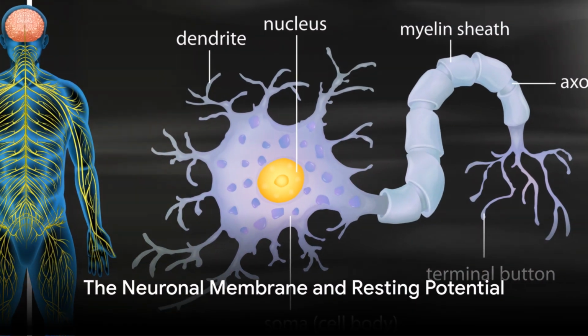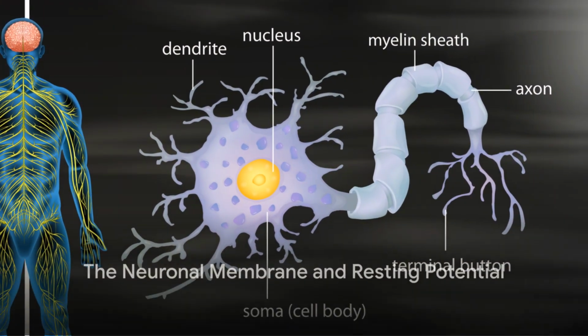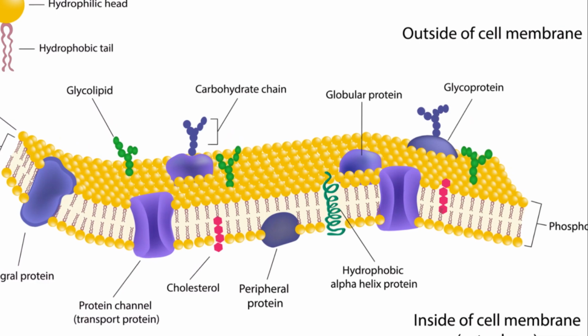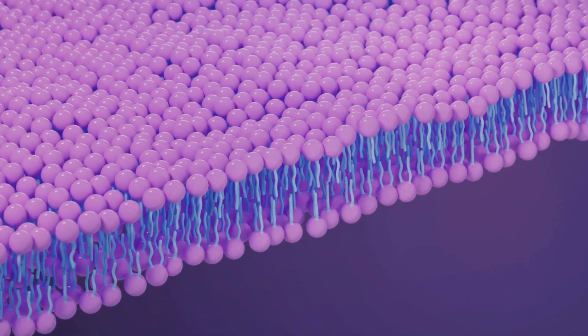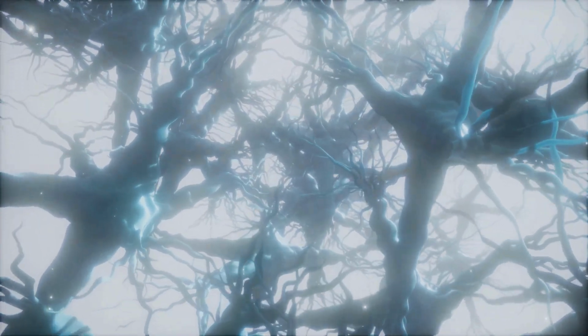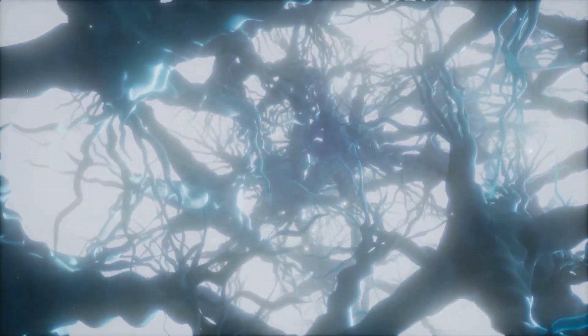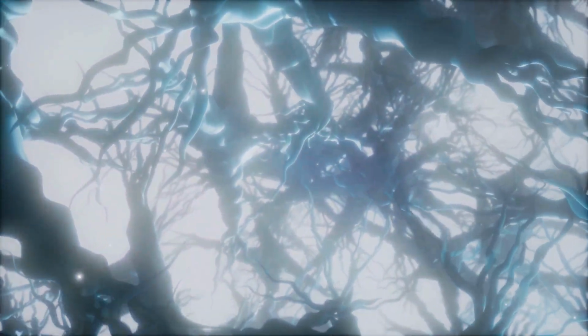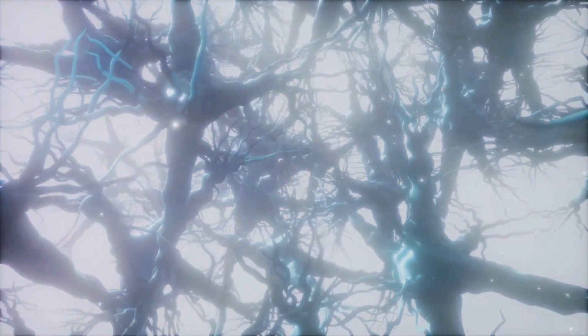The neuron's outer shell, known as the neuronal membrane, plays a crucial role. This phospholipid bilayer acts like a guardian, determining what stays in and what goes out. Embedded within it are proteins that form channels, like guarded gates, that allow specific ions passage in and out of the neuron. Now imagine a neuron at rest.